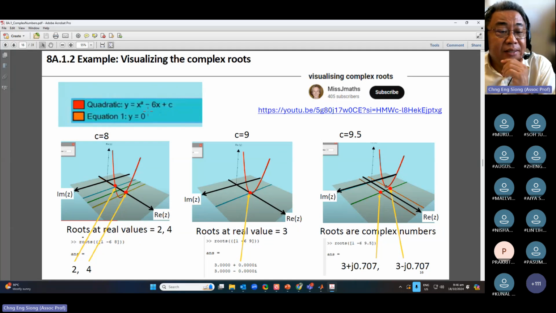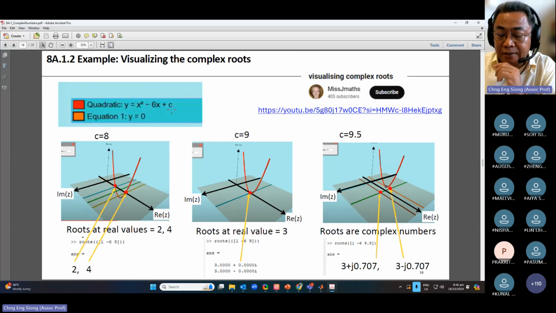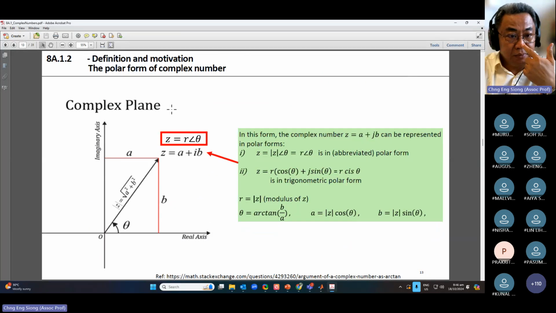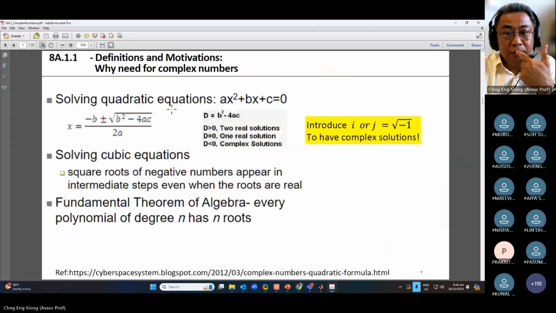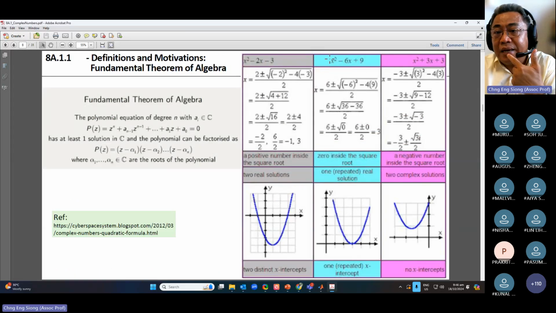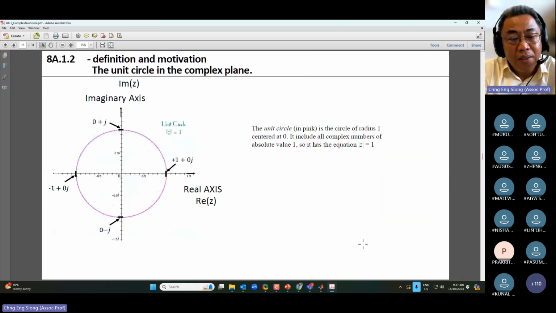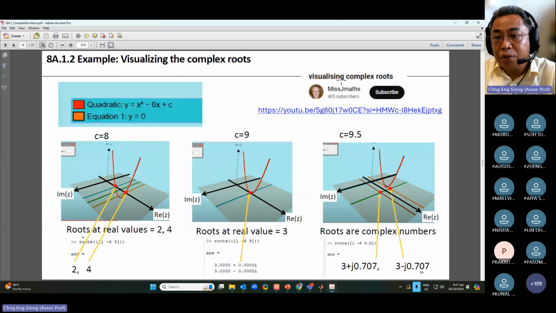This is a very nice diagram of x squared minus 6x plus c. X squared minus 6x plus 9. Okay, this is the equation. So in x squared minus 6x plus 9, c is 9. It will show you that it will be hitting at x equals 3. And this 3 is a repeated solution. Please watch this YouTube. Nothing to do with me.